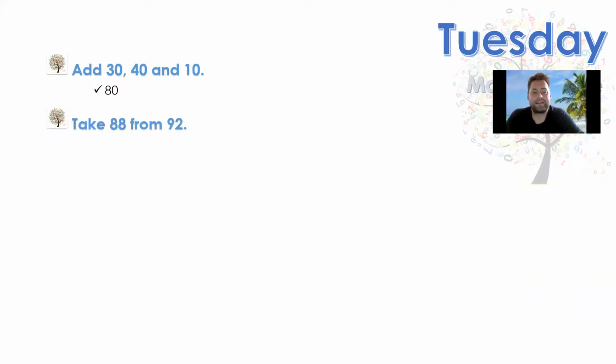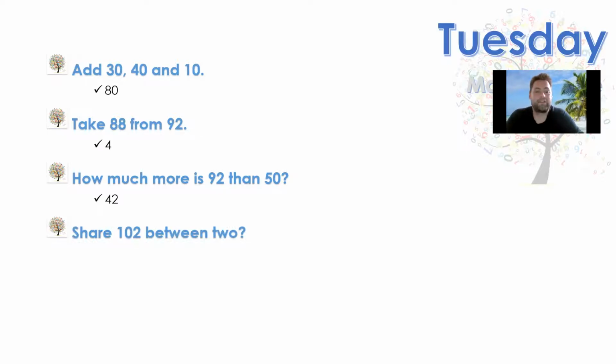Take 88 away from 92. Again, pause the video because the answer is going to be coming. It's 4. And how much more is 92 than 50? Pause the video because I'm going to give the answer. It's 42. And can you share 102 between 2? Pause the video, please. I'm going to give the answer now, which is, that's not correct. It should be 51. Excuse the mistake there. That should be 51.